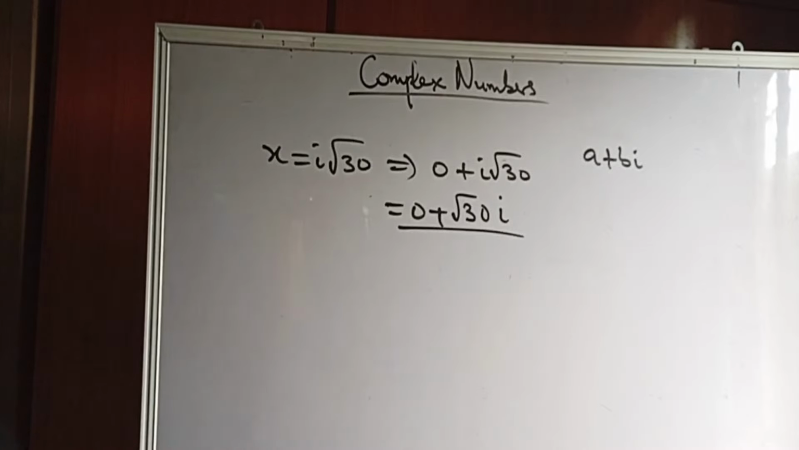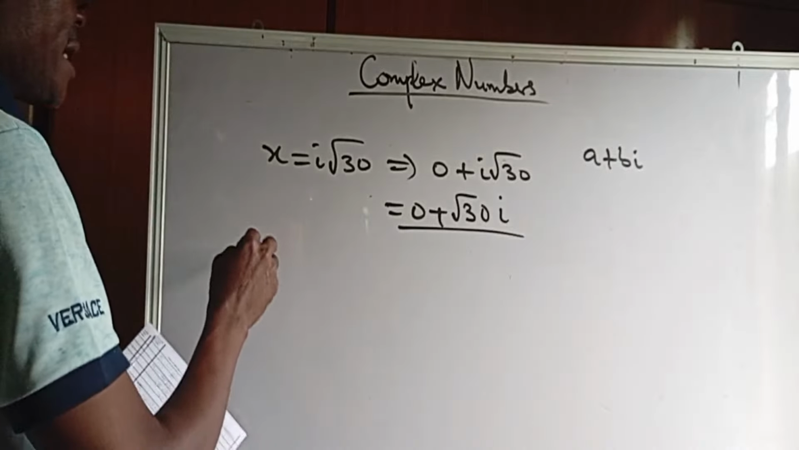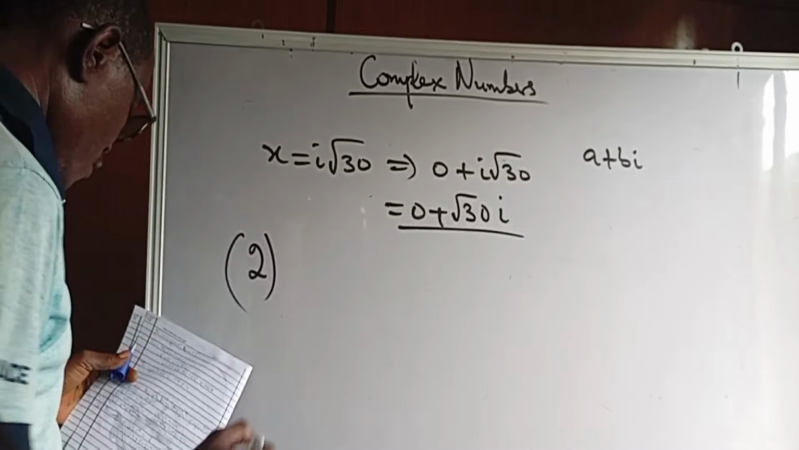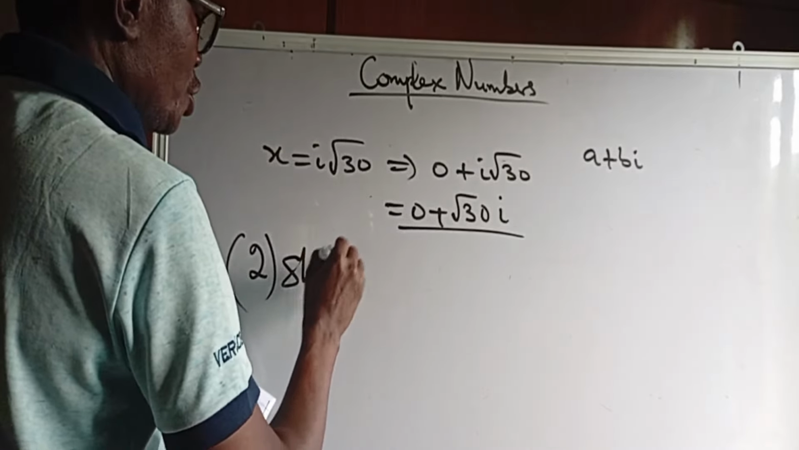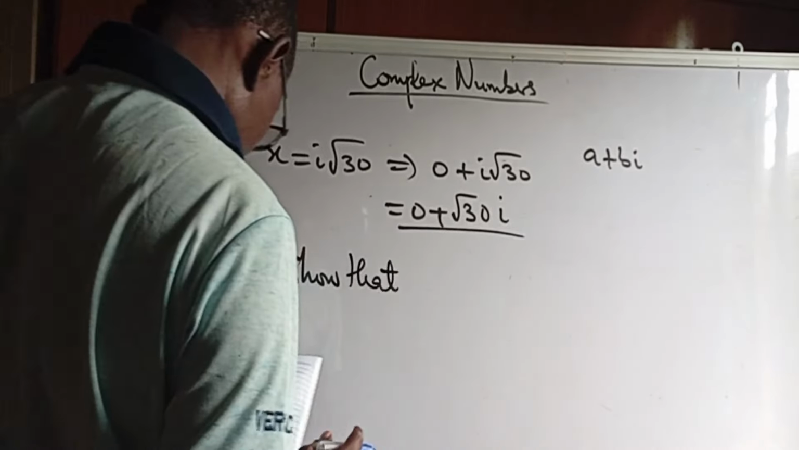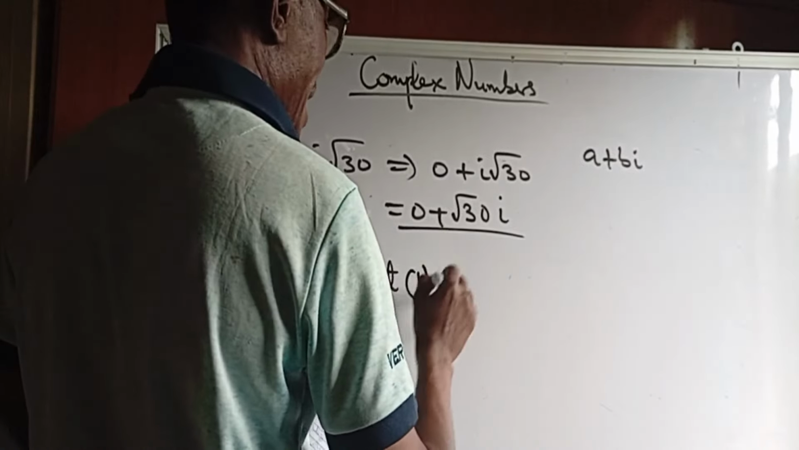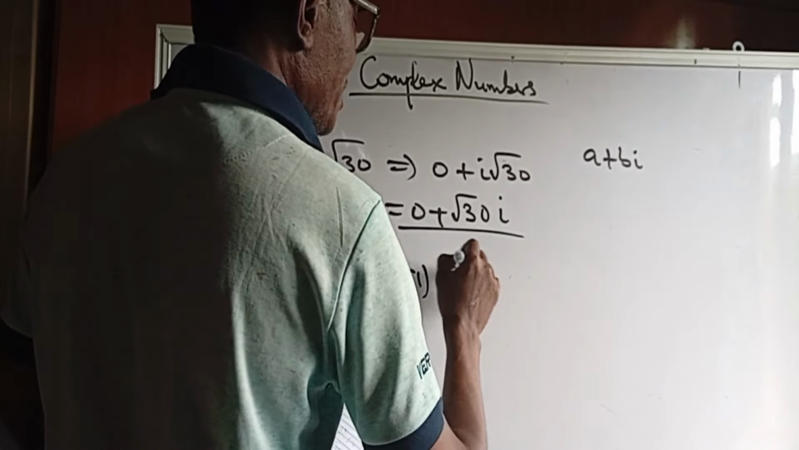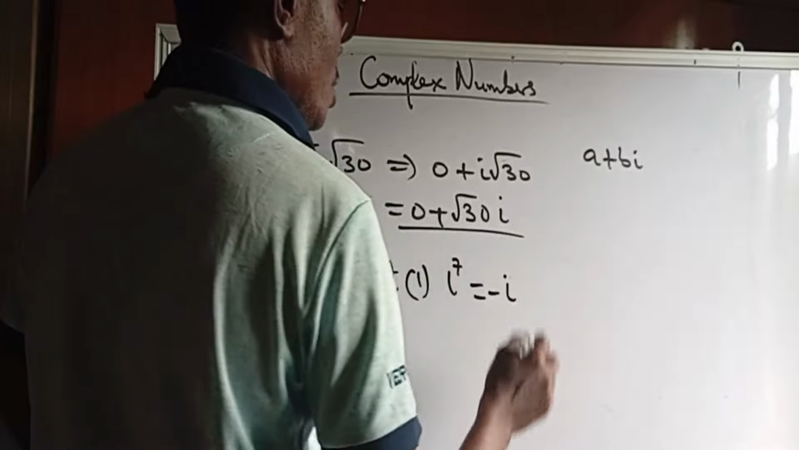Beautiful. Now let's look at another question. Another interesting question. Now this is the second question for today. We have to show that i raised to the power 7 is equal to minus i.